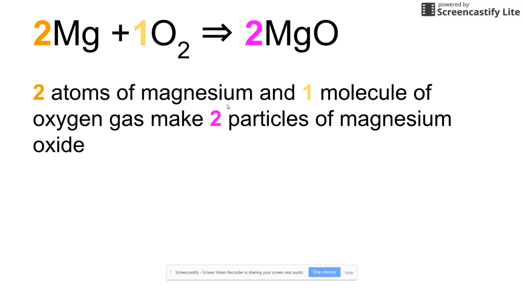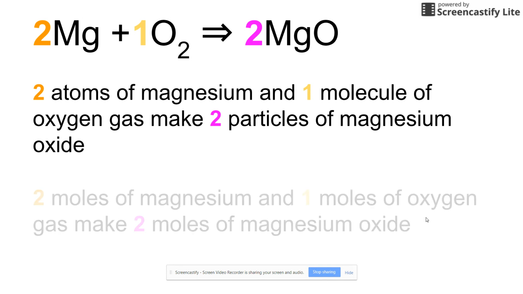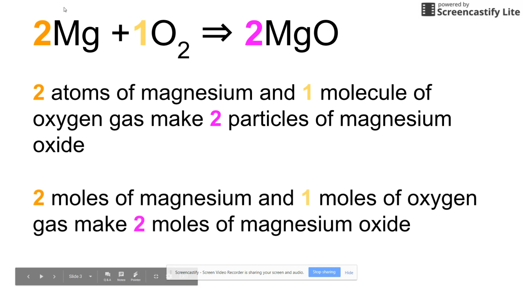So as a chemist in the lab, this is not that helpful since you can't just take 2 atoms of magnesium. You have to deal with a lot of magnesium in order to weigh it out and add it to your reaction, because you can't add things you can't see. You can't see atoms, you can't see molecules, and you can't see particles. So what you could do is think of this in terms of moles. Again, it's all color coordinated, so you know where the numbers come from. You can think of it like this: 2 moles of magnesium plus 1 mole of oxygen gas make 2 moles of magnesium oxide.